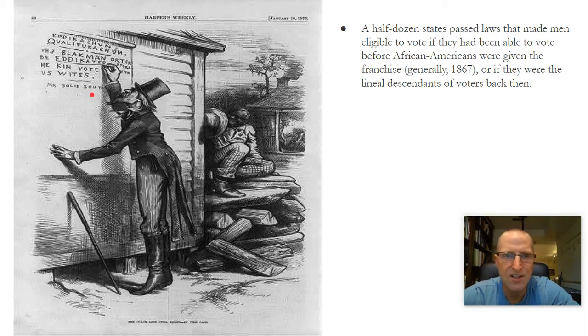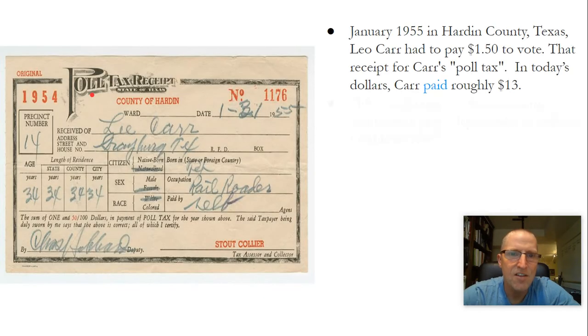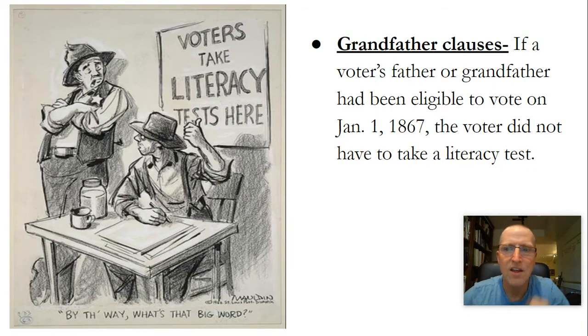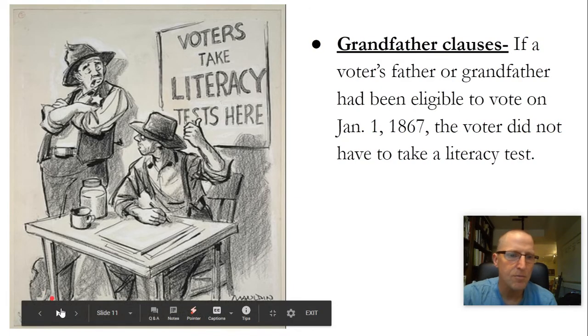Now, what does that suggest then? That suggests that you had poor whites as well that did not know how to read. So that's something you see in this cartoon right here. These two gentlemen, and in the background, you see a sign, "Voters take literacy tests here." And right over here, you have them saying, "By the way, what's that big word over there?"